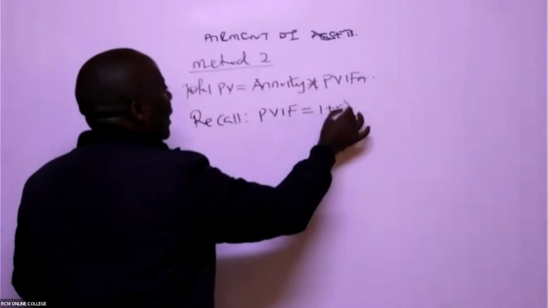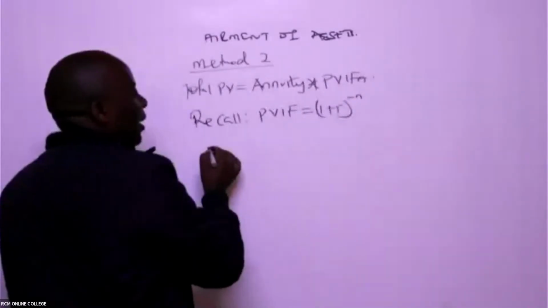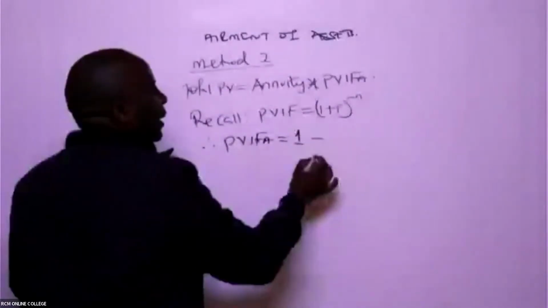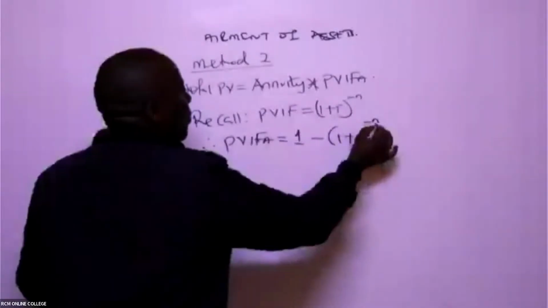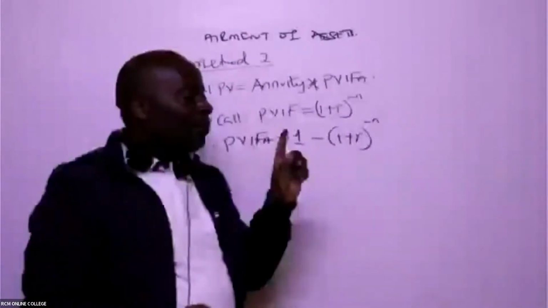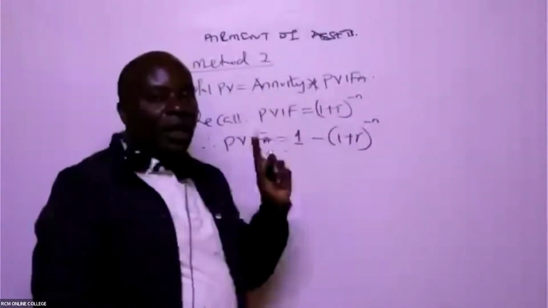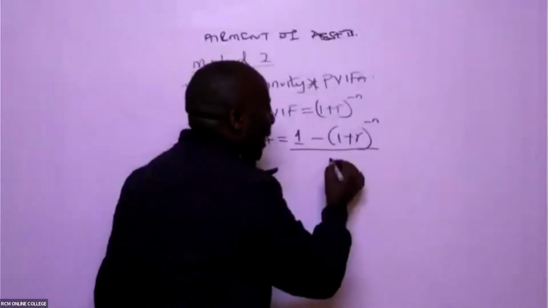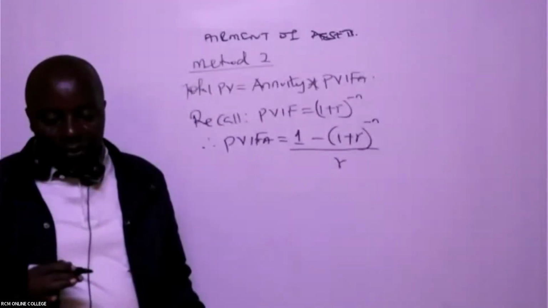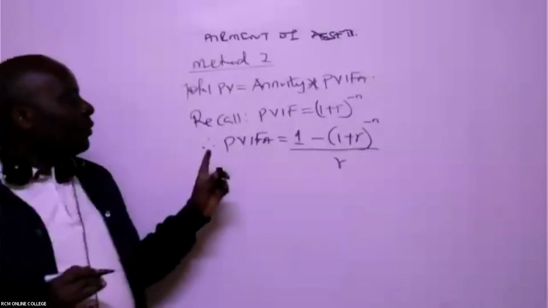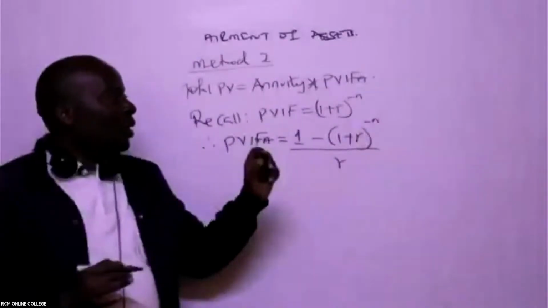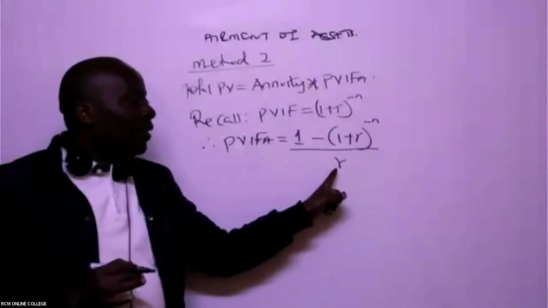PVF is 1 plus R raised to negative n. And therefore, PVFA will be 1 minus, in brackets, 1 plus R raised to negative n, but everything divided by R. Right? Caroline has already been able to get it. So anytime they want us to give them the present value interest factor of an annuity, we take 1 minus this simple formula, and then divide by R.